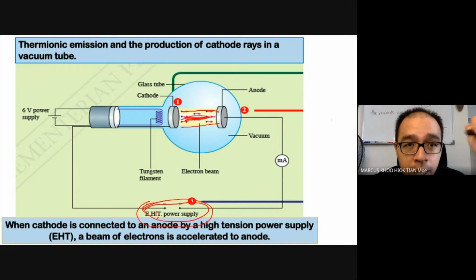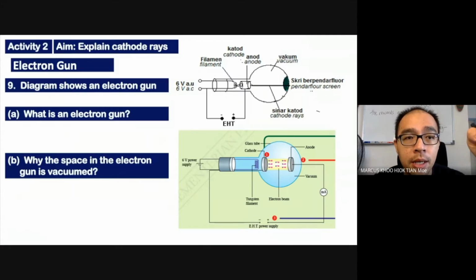So thermionic emission and the production of cathode rays in a vacuum tube. This is the picture that I think is in your textbook lah. Wow, we haven't even finished explaining cathode rays. So now we have to talk about this thing called the electron gun, which actually we have in our lab, but, well, we can go back to the school.